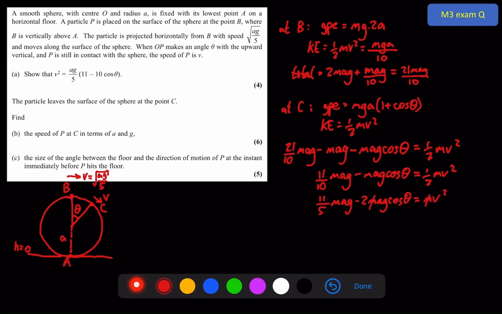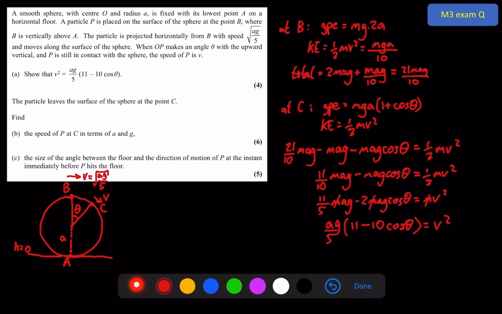Cancel all the m's, and they want it in brackets, so we pull out ag over 5, and that gives us 11 minus 10 cos theta. That's good, that is what they want. That's the first question finished.